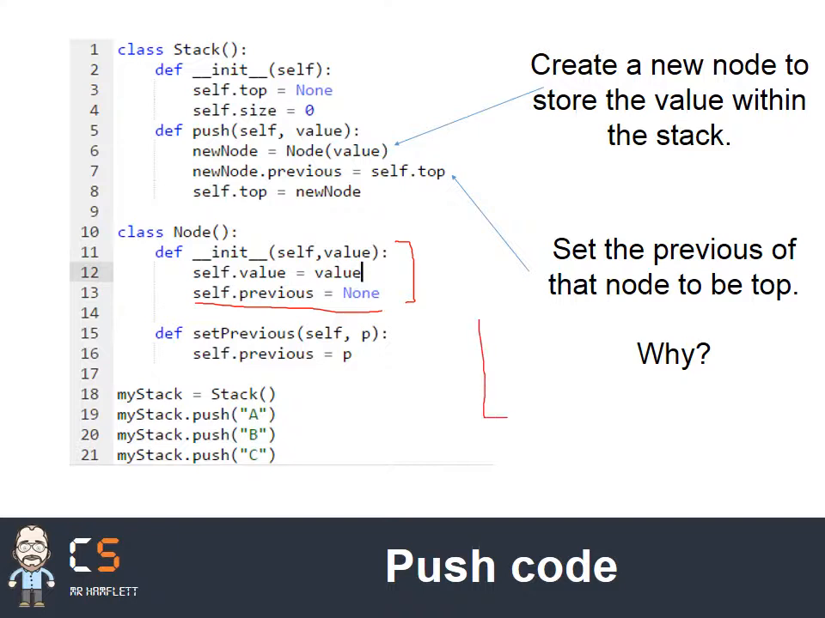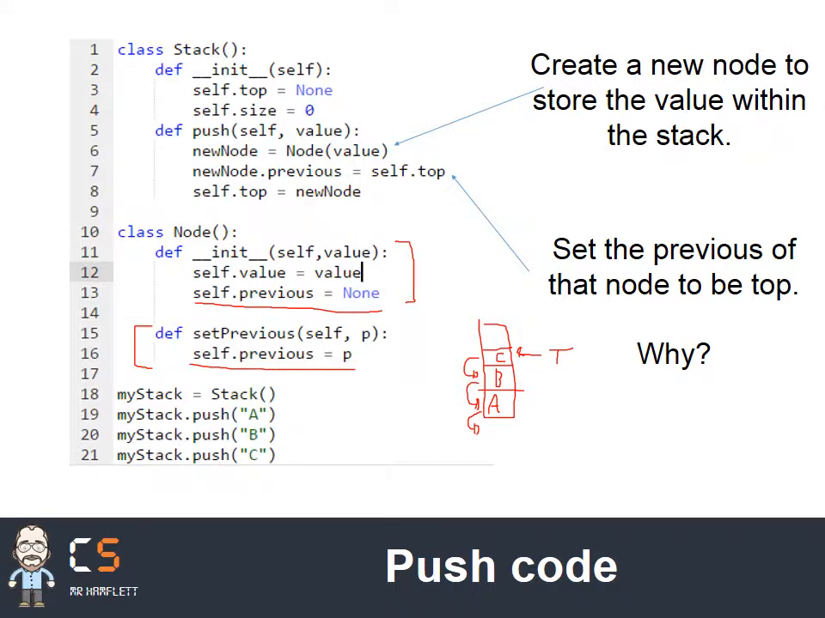So if I've got a couple of items, A, B and C, let's say C is my top. C's previous will be B, and B's previous will be A, and A's previous will be None, because it's not pointing to anything. So really the previous is saying what was the last item on the stack. I then have another method called setPrevious, which allows me to say what the previous is going to be.